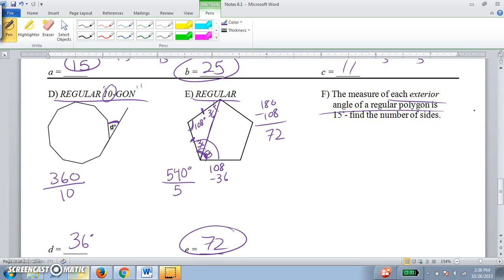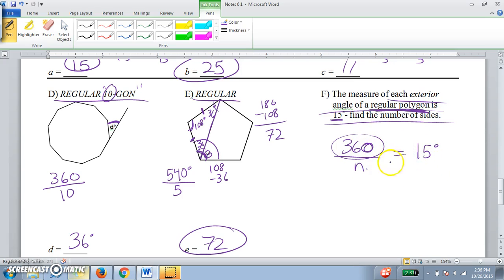The measure of each exterior angle of a regular polygon is 15 degrees. Find the number of sides. Well, exterior angles, if it's a regular polygon, to find one exterior angle, I just divide by the number of sides. So if I do that, and I get 15 degrees for the exterior angle, that means I took 360 divided by however many sides there were.